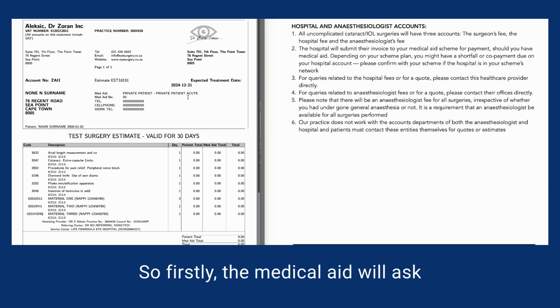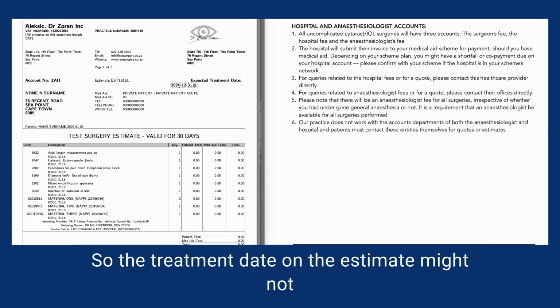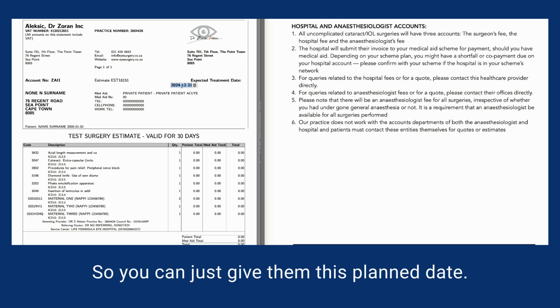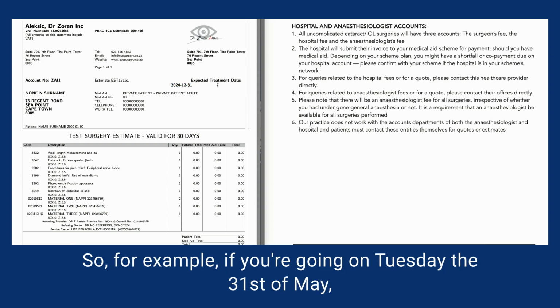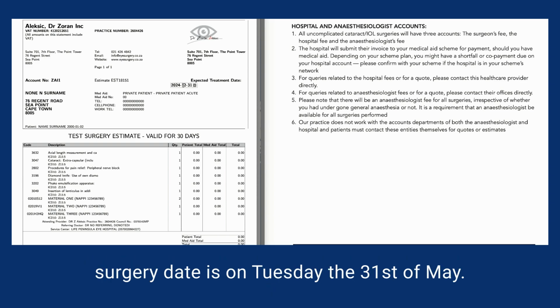So firstly, the medical aid will ask you, when is the treatment date? The treatment date on the estimate might not be the actual treatment date you are going for, so you can just give them this planned date. For example, if you're going on Tuesday, the 31st of May, you can tell them that the expected treatment date or the surgery date is on Tuesday, the 31st of May.